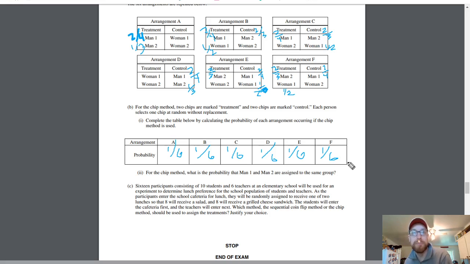For the chip method, what is the probability that man 1 and man 2 are assigned to the same group? I mean, the groups are the same, so it's going to be A plus D. It's going to be 1/3.